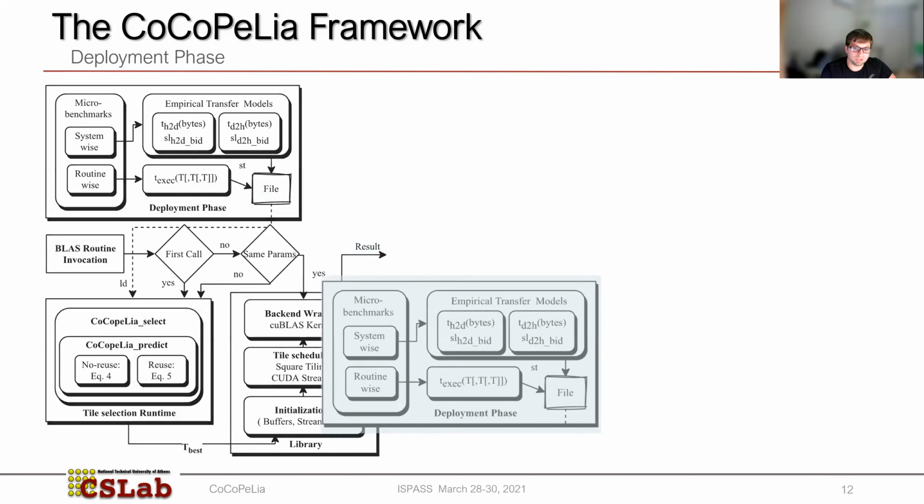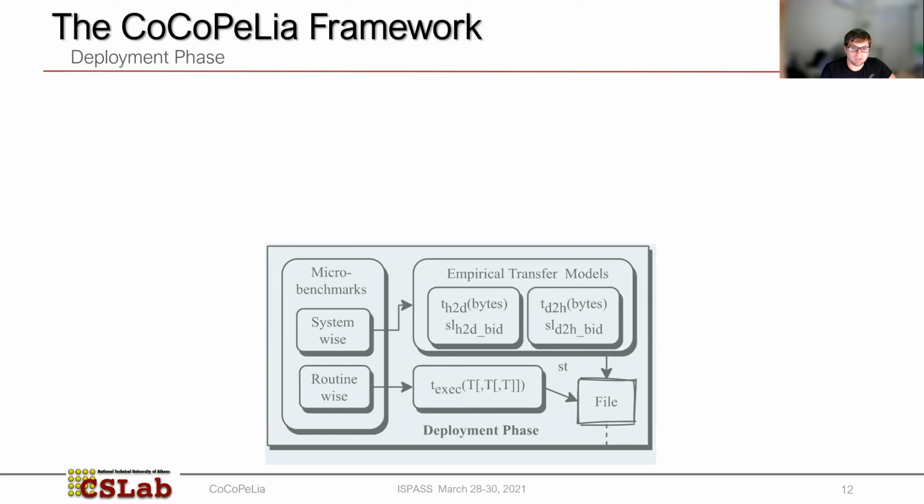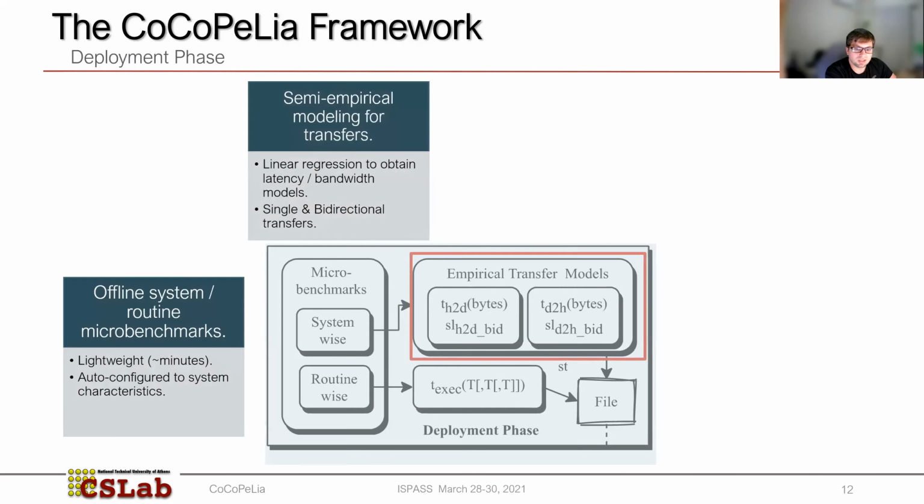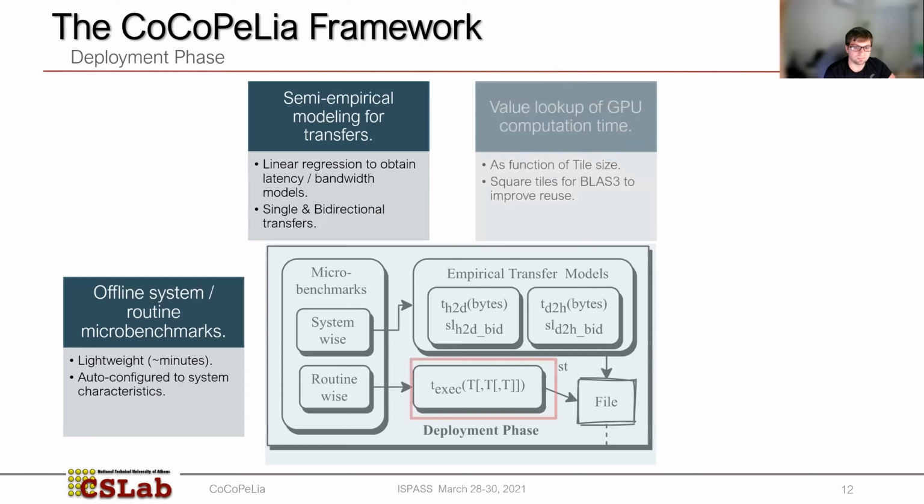The first CoCoPeLia component is the deployment phase. It starts with running a set of offline lightweight micro-benchmarks for transfers and BLAS routines, which are configured and executed on a new system automatically. Then the results are used to initialize a semi-empirical model for transfer times, using linear regression to obtain latency-bandwidth models both for single and bidirectional transfers.